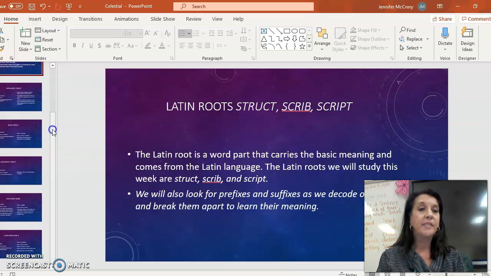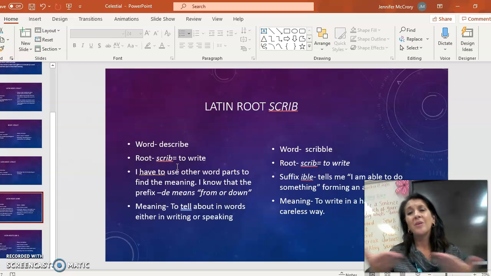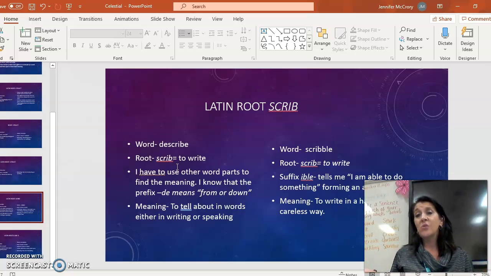So let's go ahead and take a look at our words today that I wanted to share with you. We talked about describe and scribble yesterday. And we talked briefly that scribe and script are going to have the same meaning. So we're going to have to say, scribe and script both mean to write. Well, why would they do that to us? Well, guess what? That means we're going to have to pull out another tool. We're going to have to look at the beginning and the end of a word and see if there's something else that we recognize, okay?